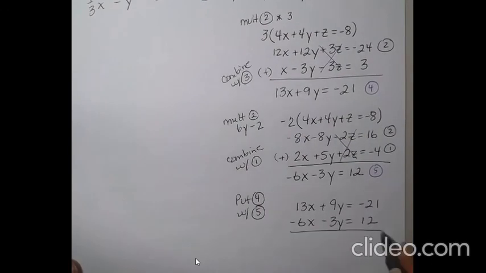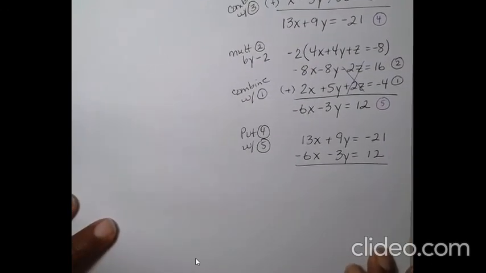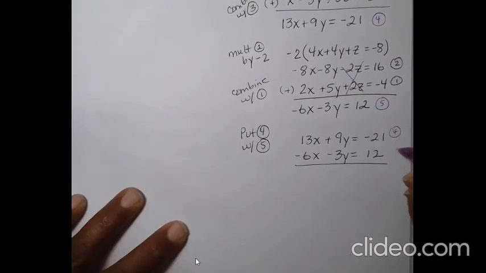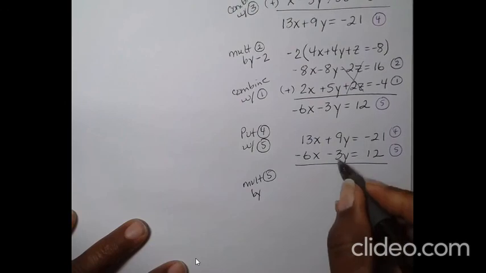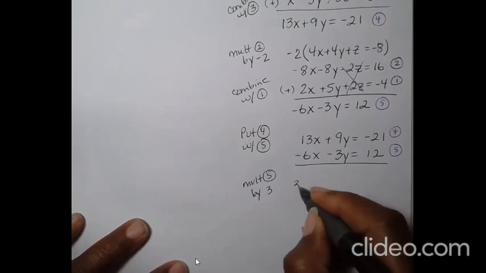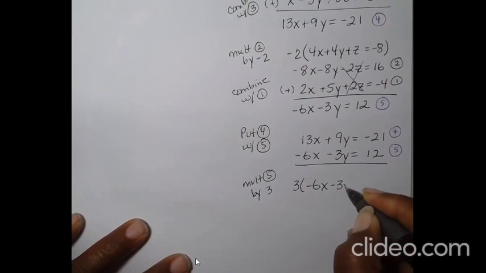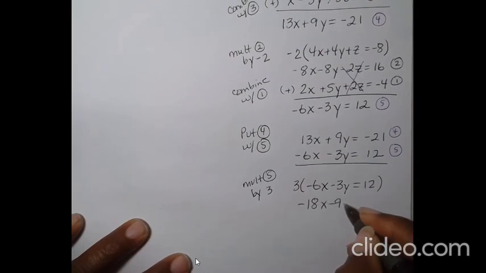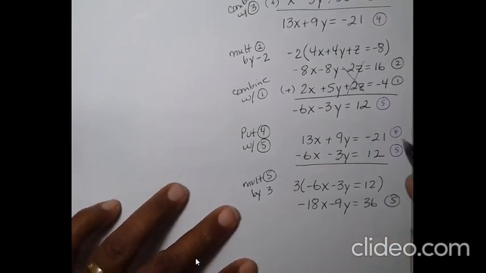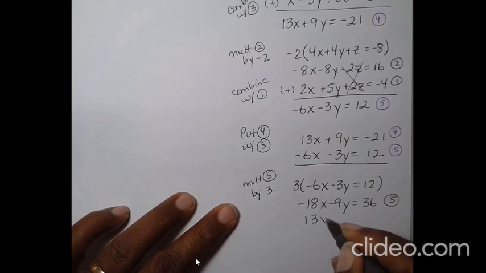Well, now that we're combining these together, let's see what we need to do. Can we multiply equation number 5 by 3 and then combine these? I think we can. So multiply equation 5 by a positive 3. So we've got 3 times negative 6x minus 3y equals 12. So negative 18x minus 9y equals 36. This is still equation 5. We're going to combine it with equation 4.